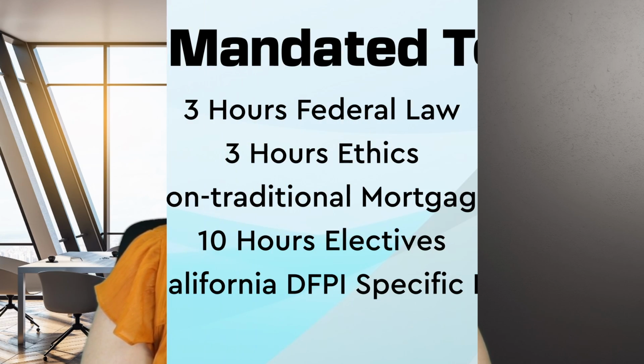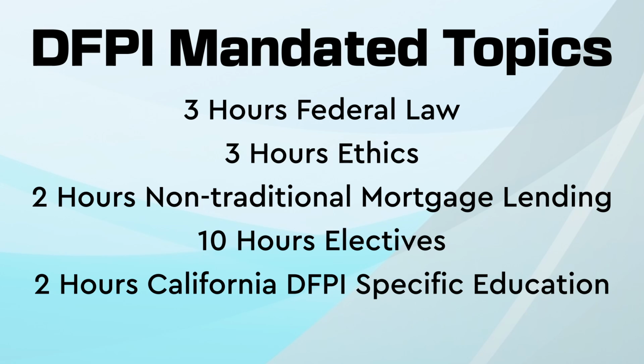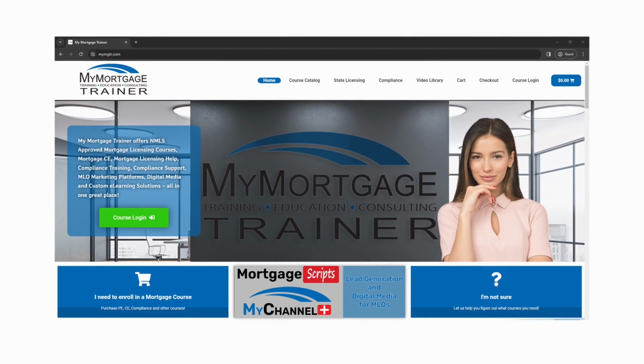Next up, complete the required 20 hours of NMLS-approved pre-licensing education coursework. The Department of Financial Protection and Innovation mandates specific topics, including the following: 3 hours of federal law, 3 hours of ethics, 2 hours of non-traditional mortgage lending, 10 hours of electives, and 2 hours of California DFPI-specific education. To complete this education, jump on over to mymortgagetrainer.com to explore our course options.